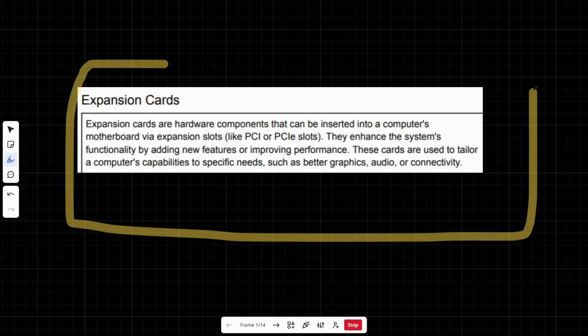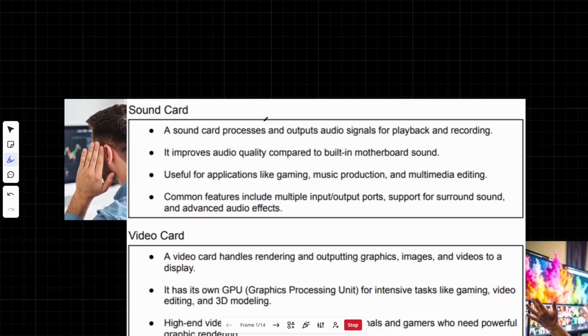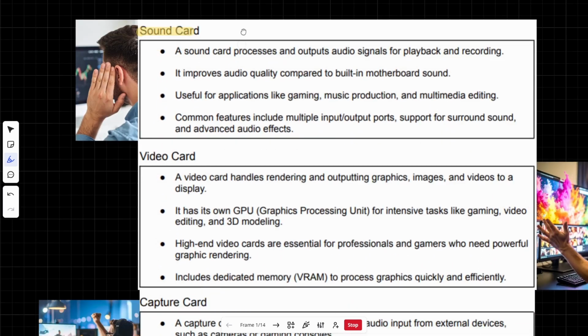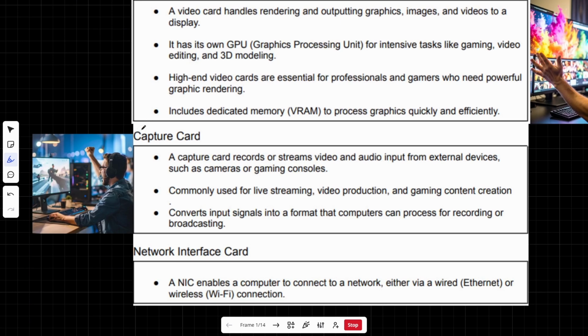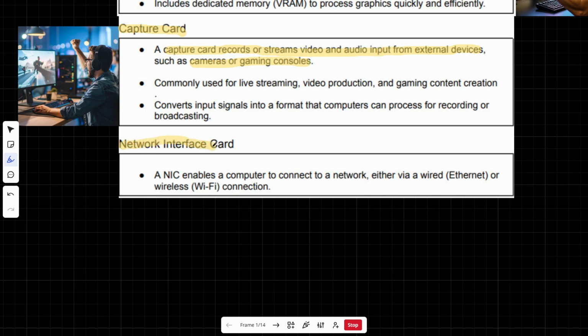Expansion cards is the next thing, and we know the idea of expansion cards. There's a wide variety of expansion cards you can use. You can install a sound card. You can install a video card. You can install a capture card. Now, a capture card records or streams video and audio input from external devices, such as cameras or gaming consoles. So if you're someone who wants to capture your gameplay content, you might want to use a capture card in order to do that. And you can install a network interface card or a NIC. We've talked a lot about that in the earlier ones. That's what gives you a wired or wireless internet connection.